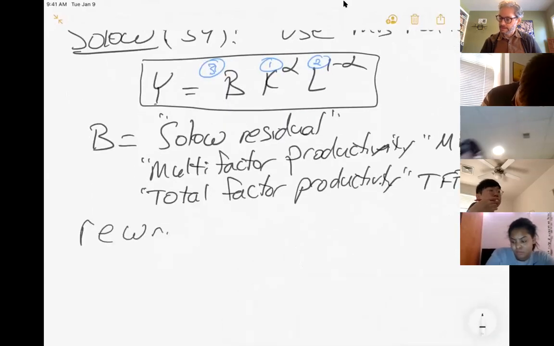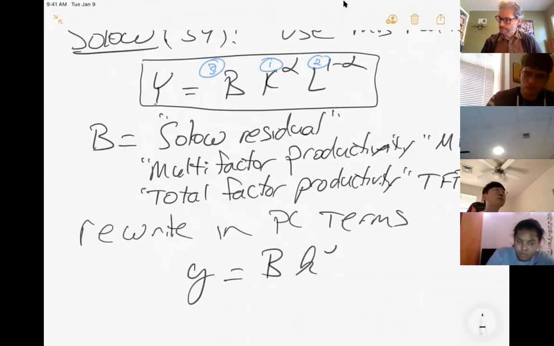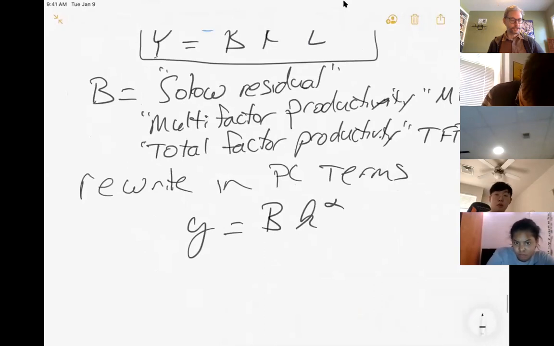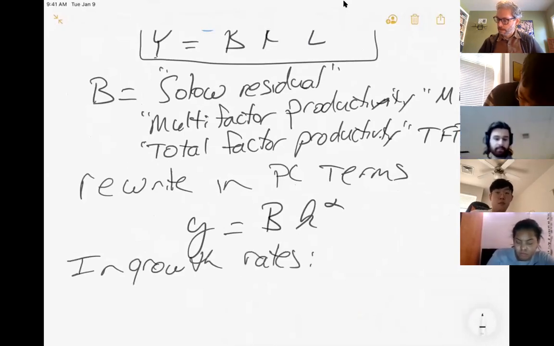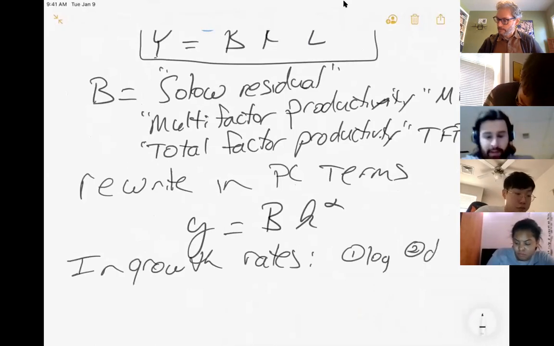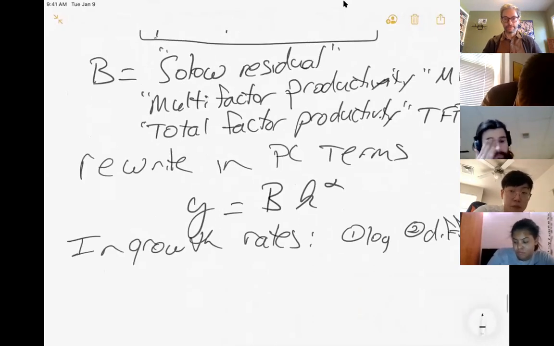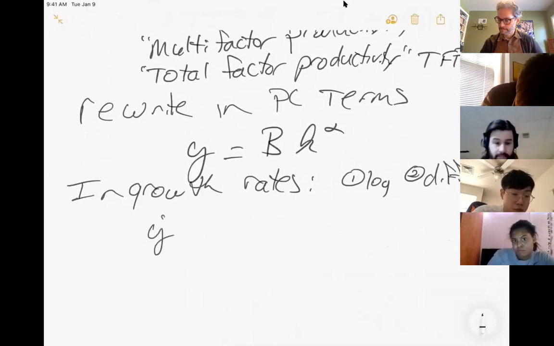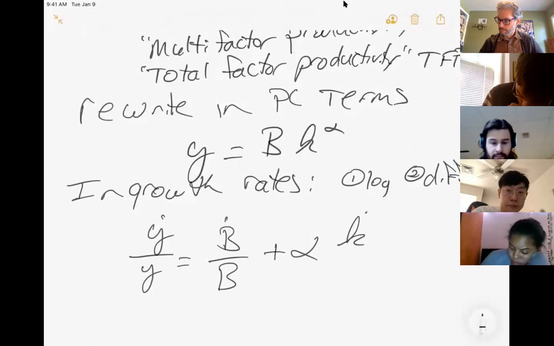So let's rewrite this in per capita terms, just like we've done before, right? We did this before. In per capita terms, this production function becomes this. And then we can write it in growth rates, meaning we take the logs and then we differentiate. And we can write it like this.